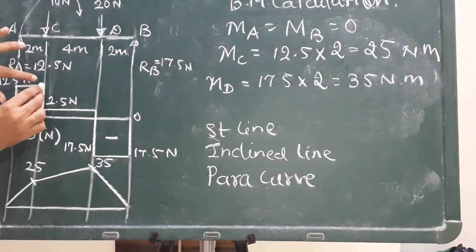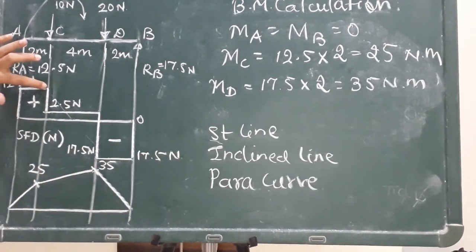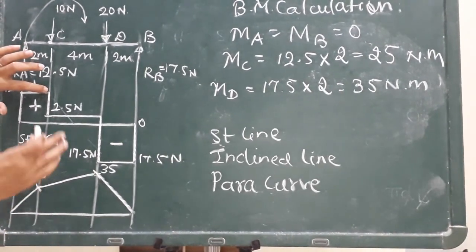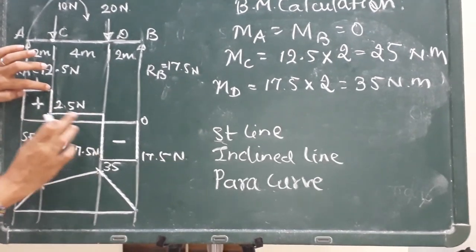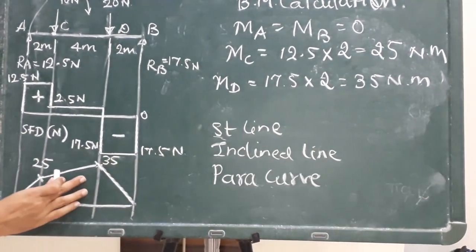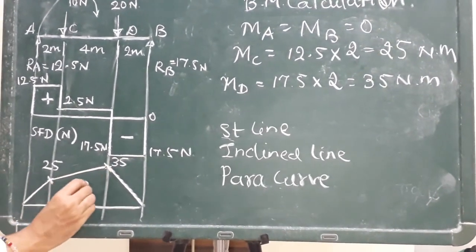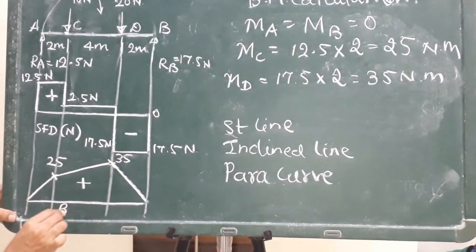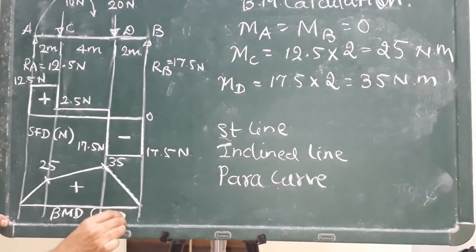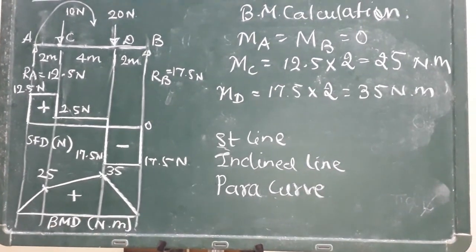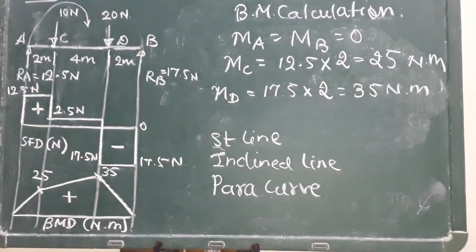If suppose somewhere there is an inclined line like this, something like this, then this is a parabolic curve, something like this. But we'll see that in a different case whenever it comes. But as of now, you remember, here you have a straight line. So as per order, after straight line, I am going to the inclined line. Again, both the values are positive, so I am writing here plus. I am mentioning here BMD in Newton meter, right? As I am mentioning the unit here, no need to mention the units here.